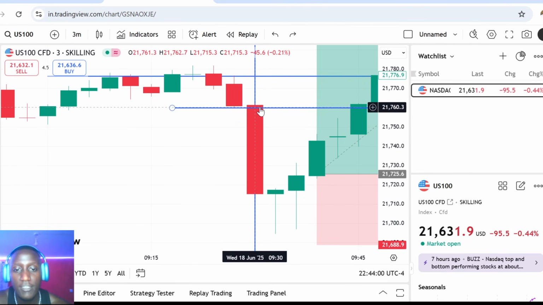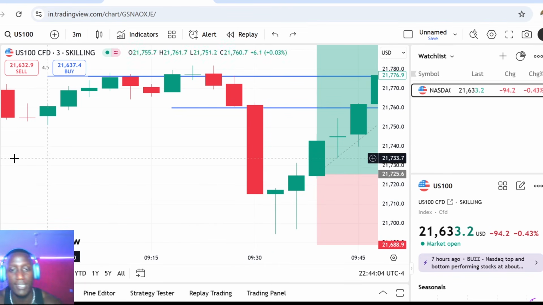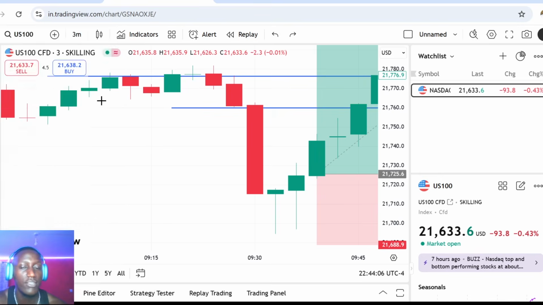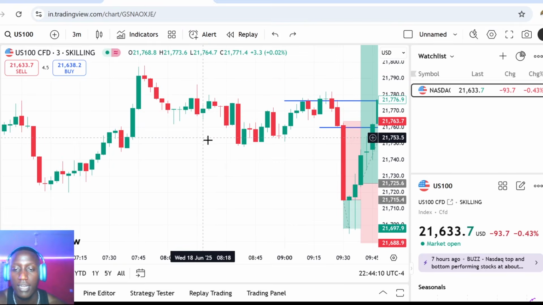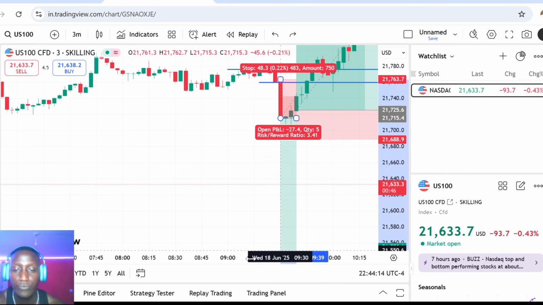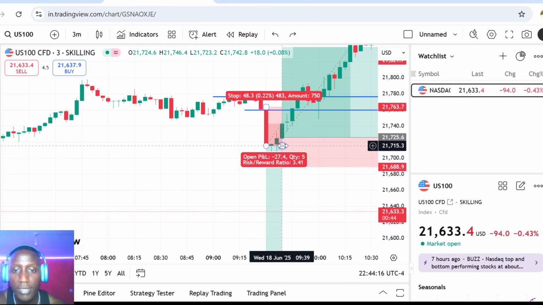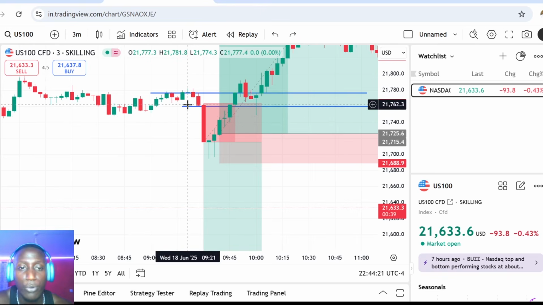And then 9:30 breaks to the downside. So this was our first trade we took to the downside. So we took a short position there. Our stop loss is above that candle. And we are targeting a 1:3. But notice that price decided to reverse. Luckily for us, we know how to spot reversals.